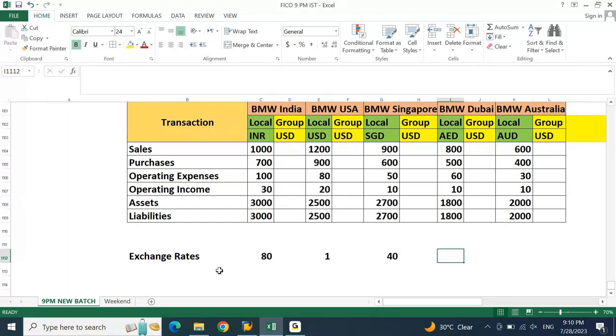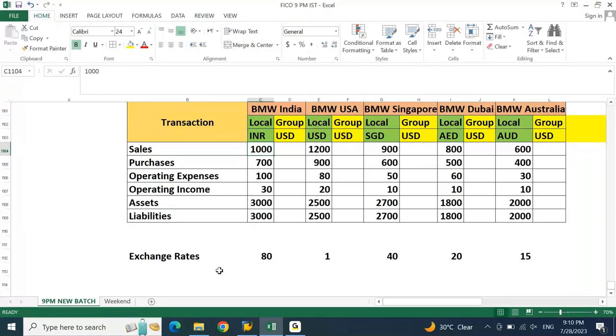This I will take something like 20. This I'll take something like 15. Don't compare with the original rates, I'm just taking random rates. Now what I will do, I will calculate these figures based on the local currency.